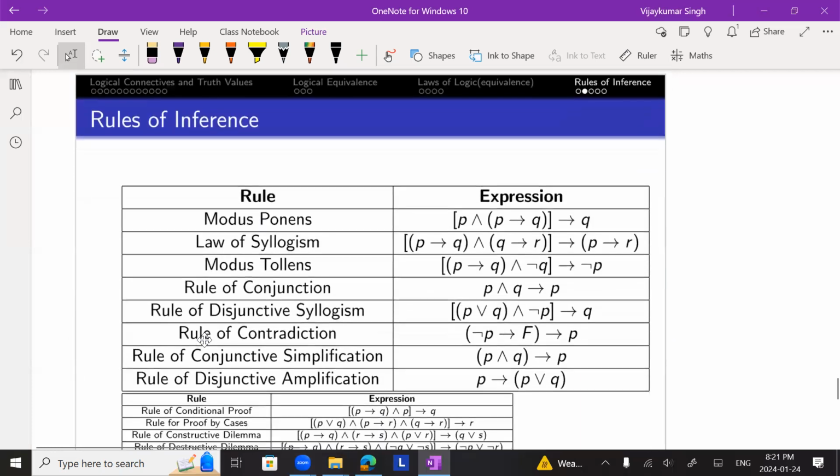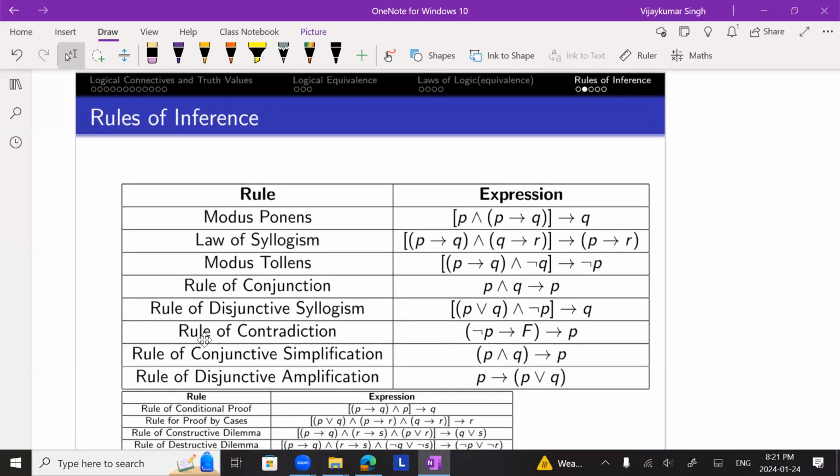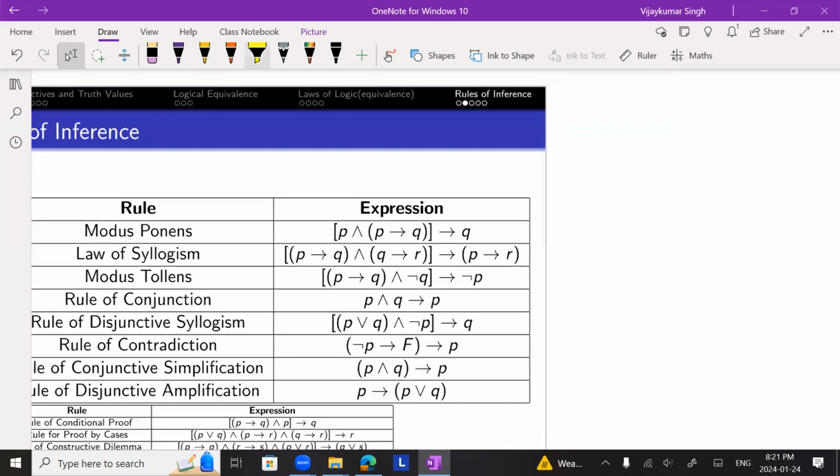So what are the rules of inference? These are all the rules of inference. Unfortunately, these are Latin names for it. We are not the first ones to invent it, otherwise we could have called it whatever we want. So one is called modus ponens. What is the idea behind modus ponens? Modus ponens simply says, if you are given P implies Q, and you're given P, that means what? Therefore, Q.